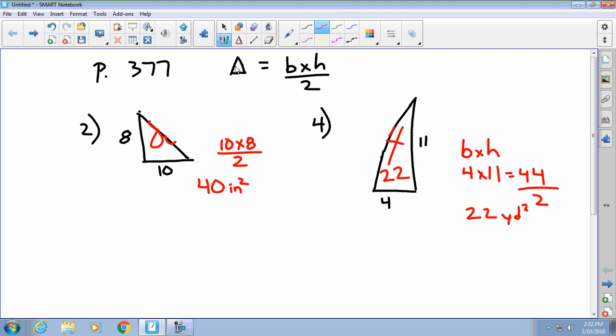One more time for the triangle, we are talking about base times height divided by 2. That is base times height divided by 2.